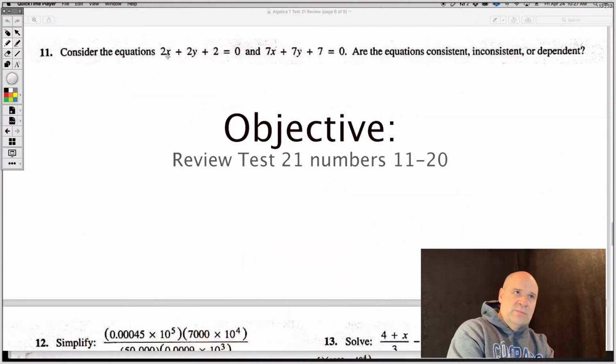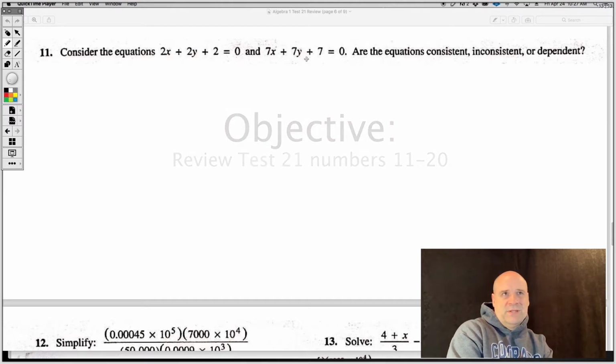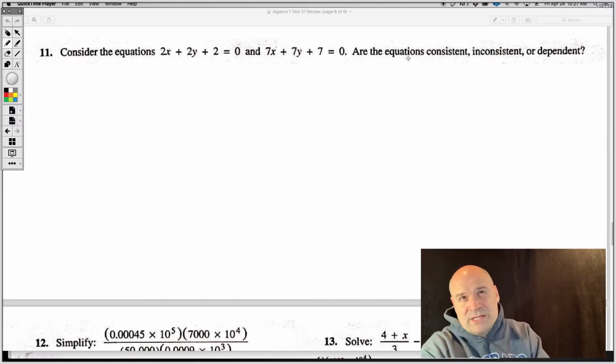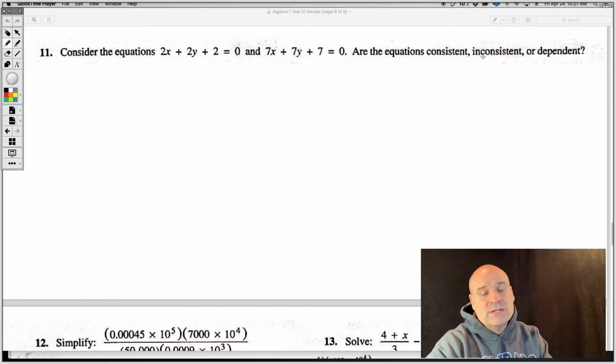Math! All right, number 11. Consider the equations 2x plus 2y plus 2 equals 0, 7x plus 7y plus 7 equals 0. Are these equations consistent, inconsistent, or dependent?